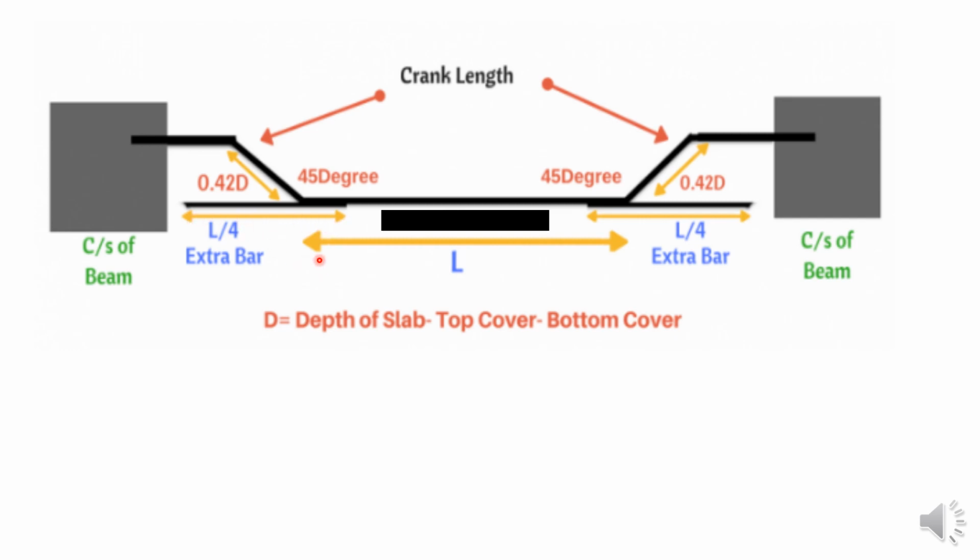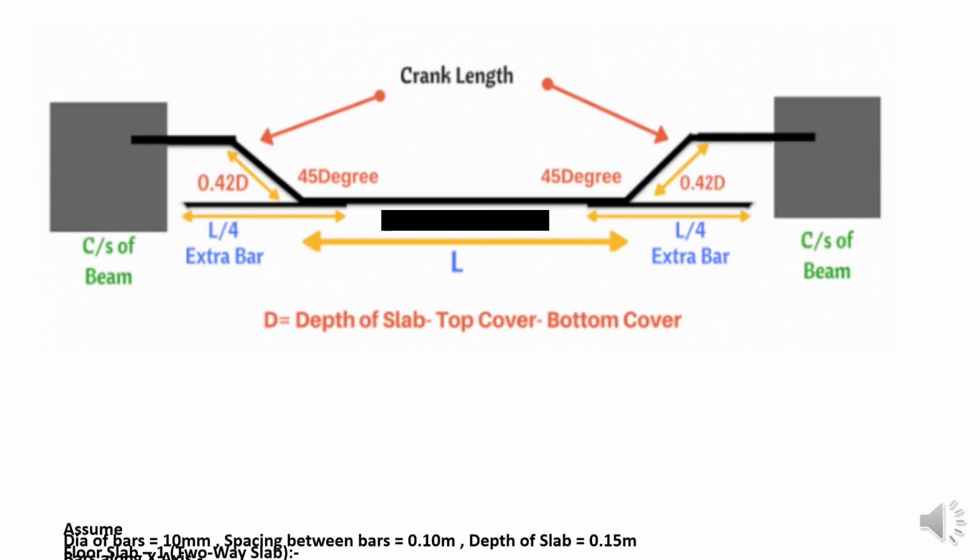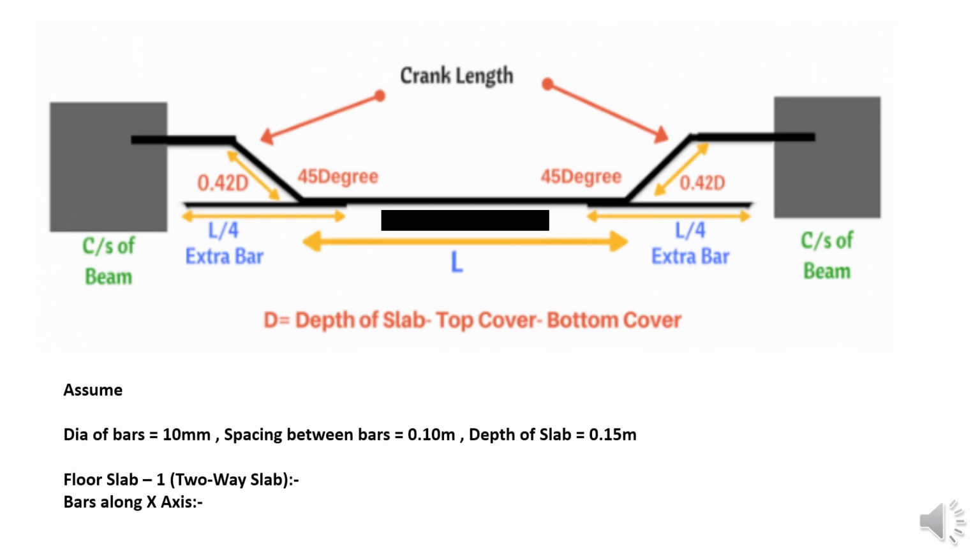This is the extra bar, which is known as L by 4. This is L, that is, from the crank bar starting position to the starting position is known as the length. This length divided by 4 will be the extra bar. This is a bar. D is equal to depth of the slab minus top cover minus bottom cover. Assume the dia of the bar is 10 mm, spacing is 10 mm, depth of the slab is 0.15 m.